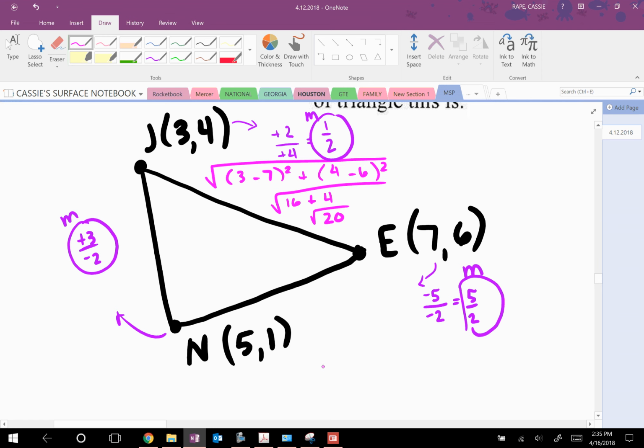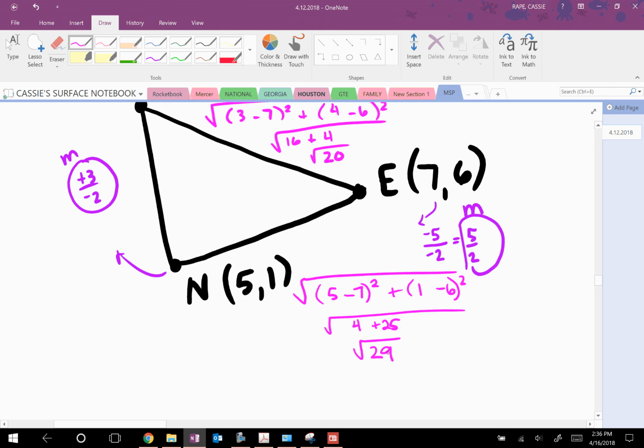So let's do the N to E. You can better make comparisons when they're not square rooted. Okay, so putting in my x's, 5, 7, and my y's, 1, 6. 5 minus 7 is -2. Quantity squared is 4. 1 minus 6 is -5. Quantity squared is +25. So this is the square root of 29.